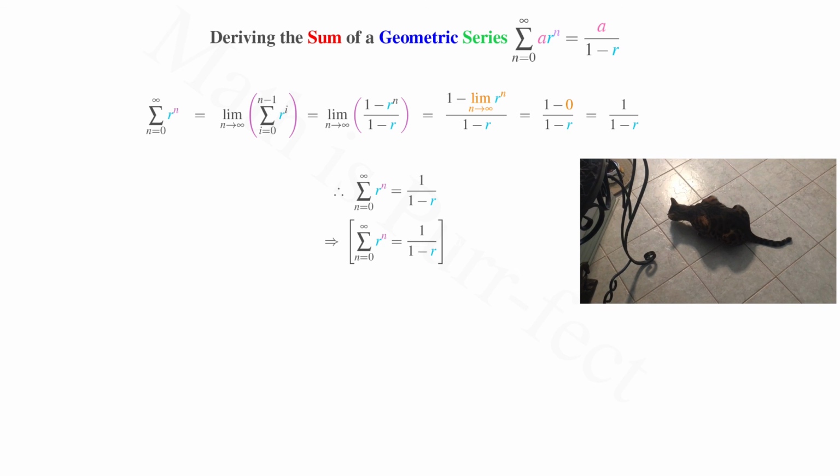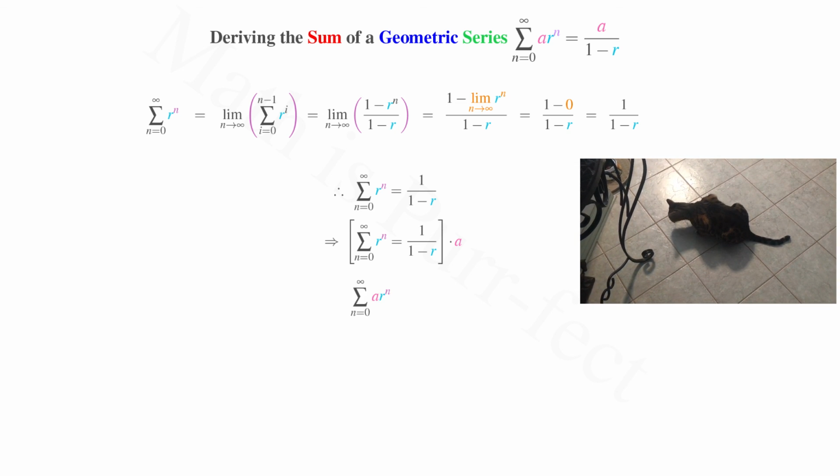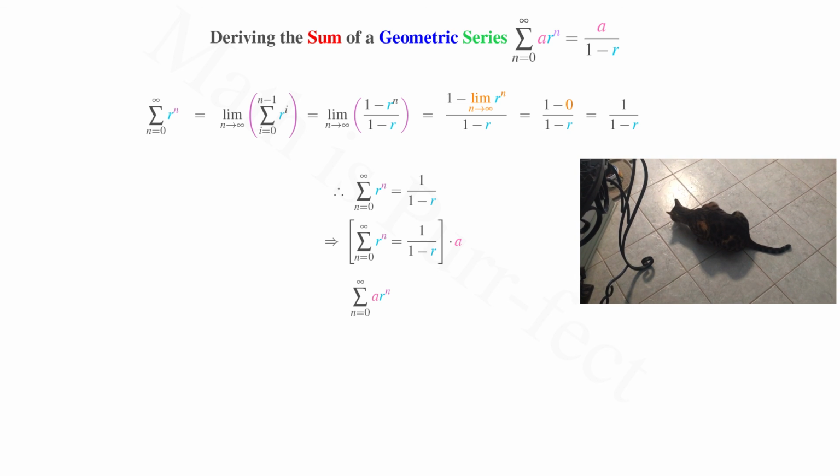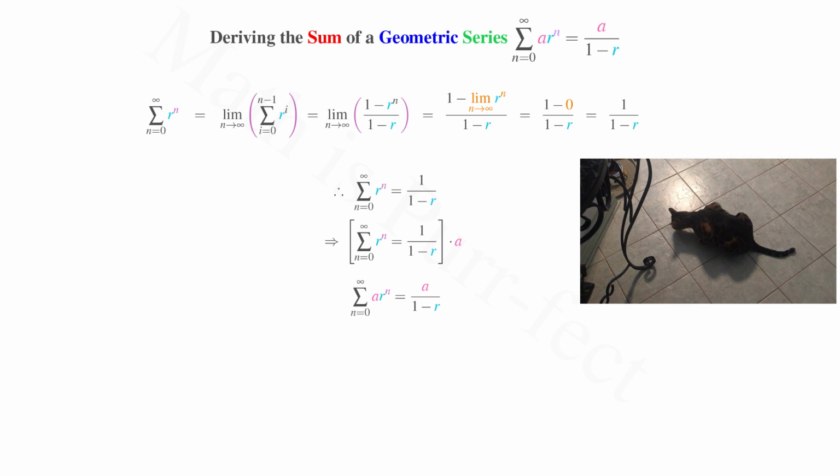We now take this equation and multiply through by the constant a. What results is that the sum as index n counts from 0 to infinity of a times r to the n, that is a geometric series, is equivalent to a over 1 minus r. And thus it is shown.